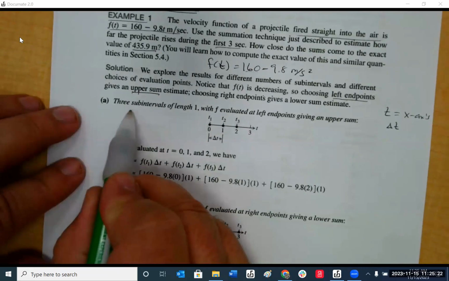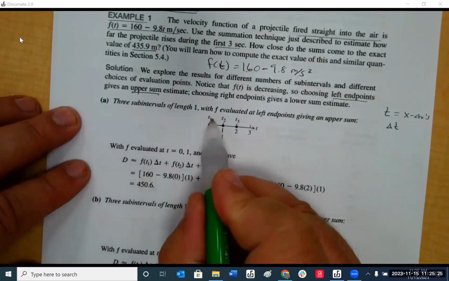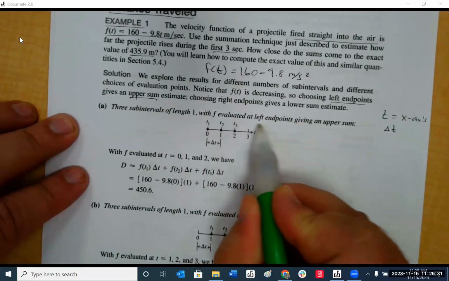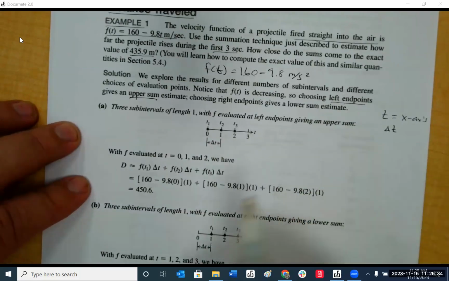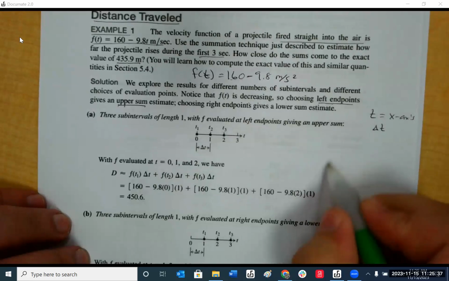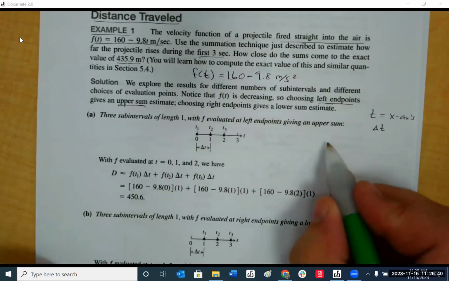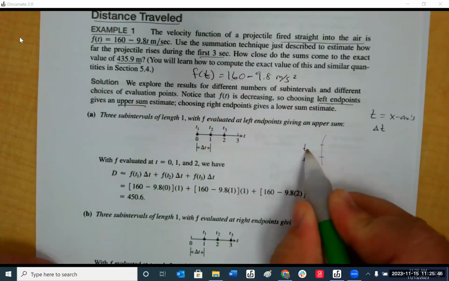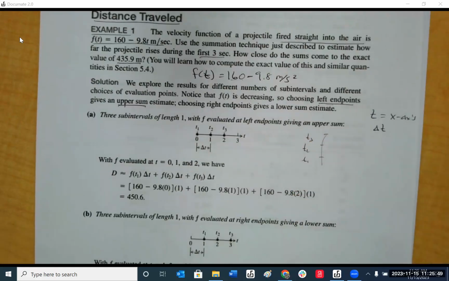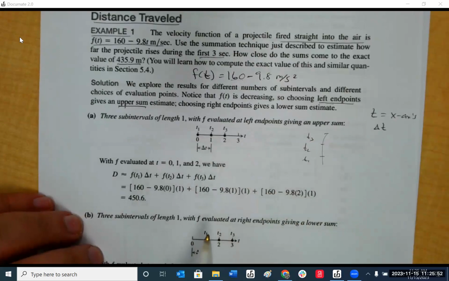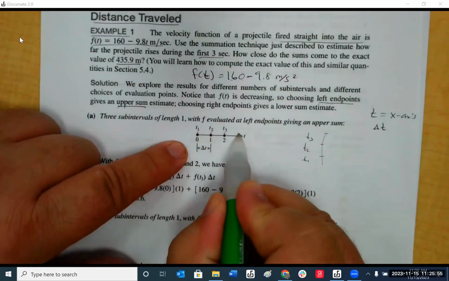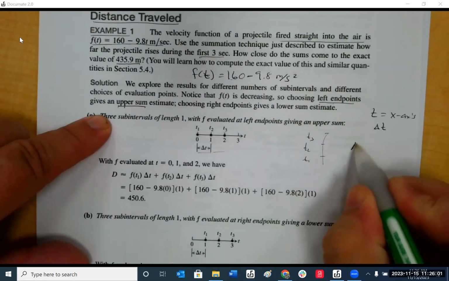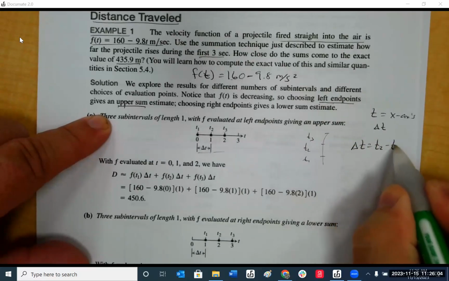Okay, part A: the three subintervals of length 1 with f evaluated at the left endpoints give an upper sum. Because remember, it's going up. And there's not really a left or right, because what we're looking at here is something shooting straight up. Here's t1, here's t2, here's t3, but they just decided to put it sideways instead. So here are our time intervals, and between each of these we have our delta t, t2 minus t1.